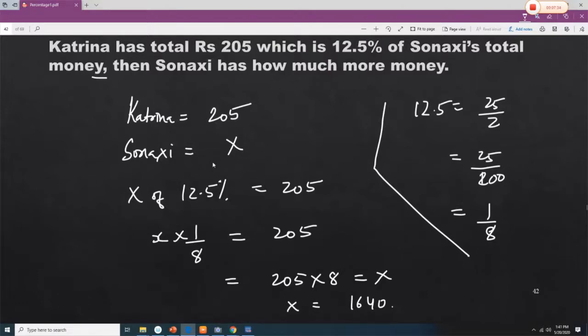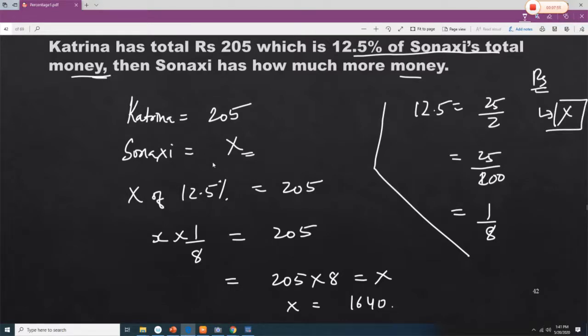Katrina has total rupees 205, which is 12.5% of Sonakshi's total money. Then Sonakshi has how much more money? So Katrina has 205. Now here the values are given in rupees, so you have to assume X. So here we assume Sonakshi's total money is X, and 12.5% of it.